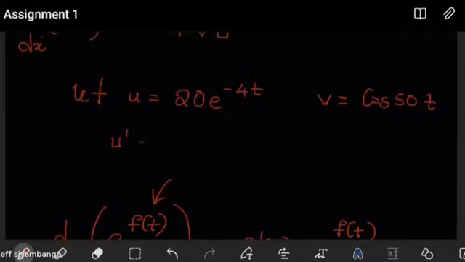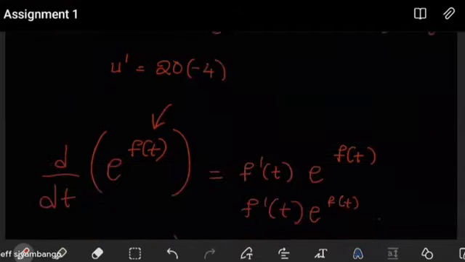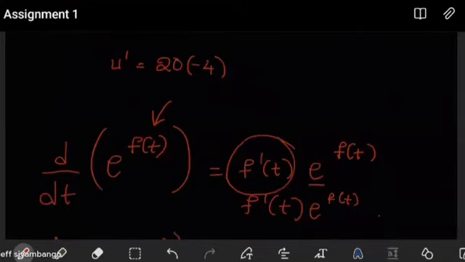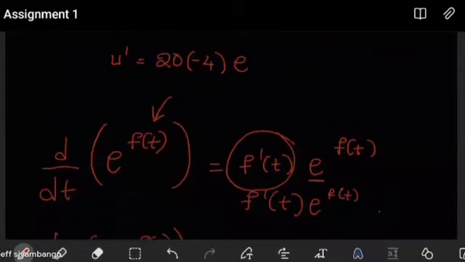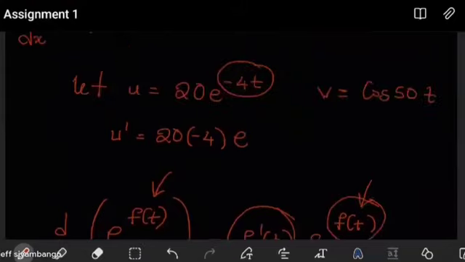20 is a number, so we'll keep it the way it is. According to how you differentiate exponents, differentiate the power first. So the derivative of negative 4t with respect to t will be negative 4. So the negative 4 will come here. Then what happens after differentiating the power? You have the exponent. So this is going to be e. And then does the power of the exponent change? No, it doesn't. It remains exactly the way it is.